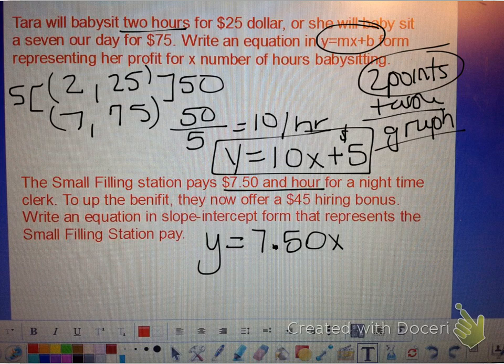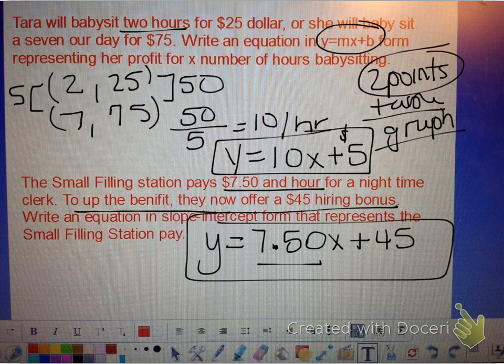Now, we have to decide if the 45 is a positive 45 or a negative 45. So are you putting that 45 in your pocket, or are you paying that $45 out? Well, because it's a hiring bonus, if I were hired making $7.50 an hour, I would also get that $45. So then this would be my equation, and it would be plus 45.